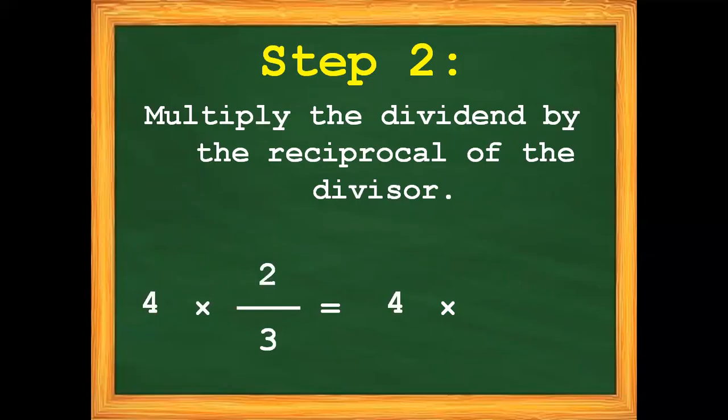So what is the reciprocal of 2/3? The reciprocal of 2/3 is 3/2. So now we have 4 times 3 over 2.